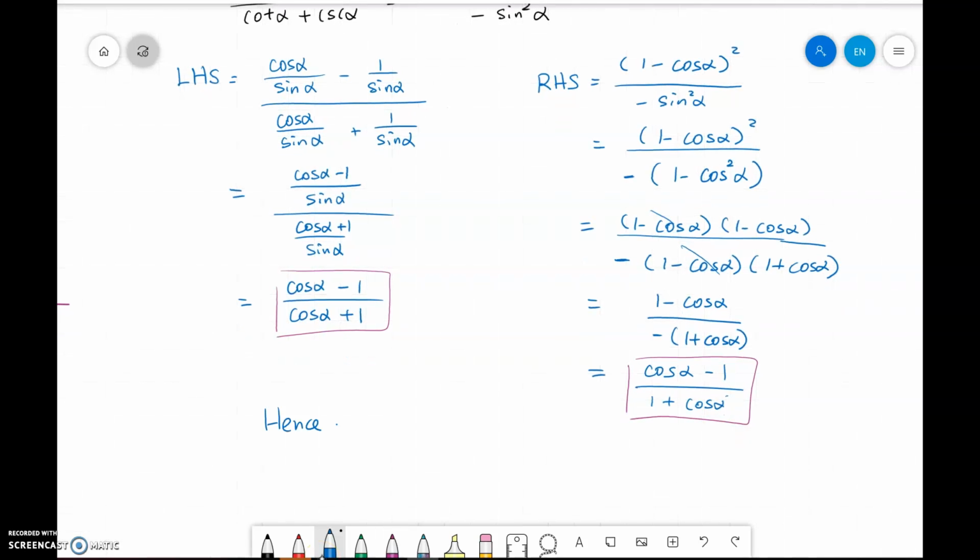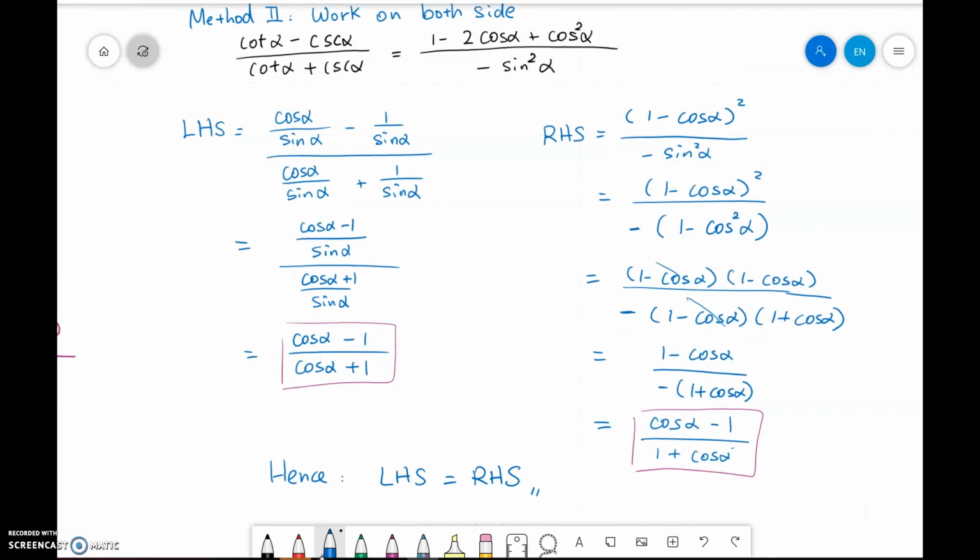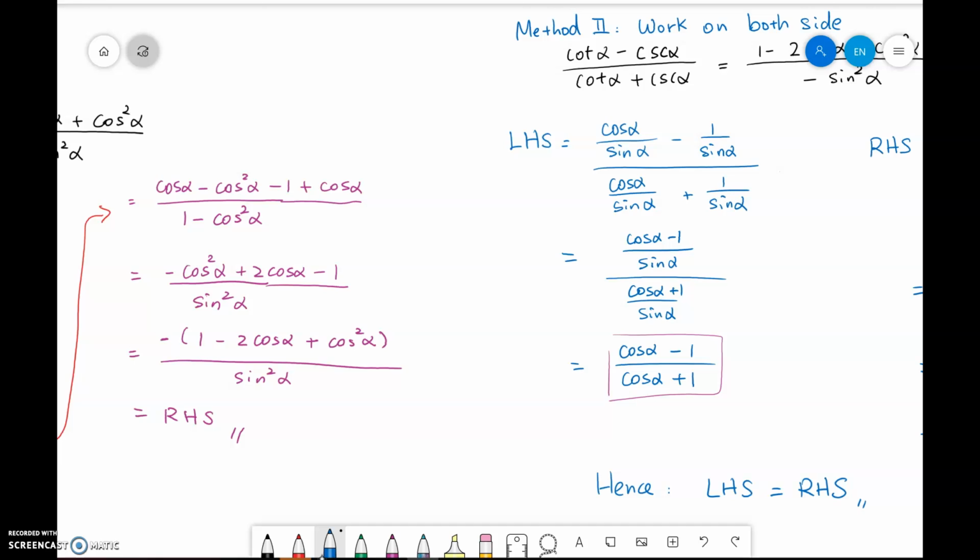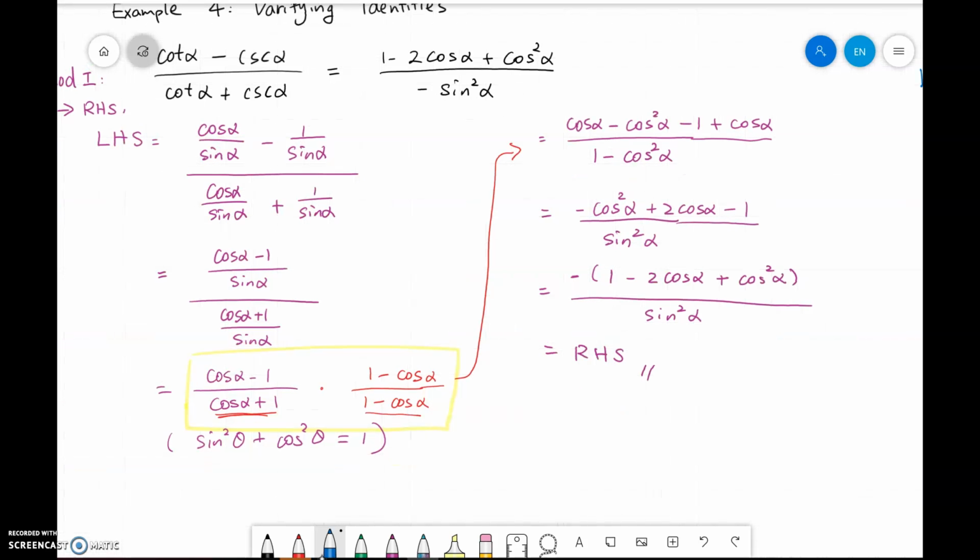Hence, left-hand side equals the right-hand side. Okay, so comparing both methods, the second method, where I work on both sides, is a little bit easier because it's much nicer to factor and simplify, compared to having to come up with some expression to multiply by.